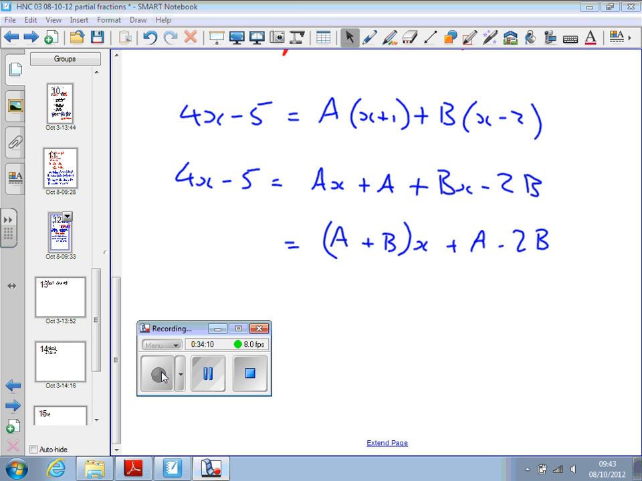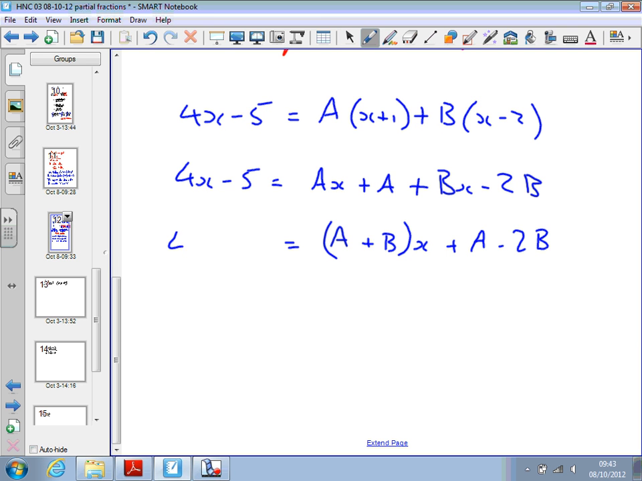So we can write 4x minus 5 equals that. But because, again, the left-hand side equals the right-hand side, if we look at it, that means that any term involving x on the left-hand side must be the same on the right-hand side. So a plus b, the coefficient of x on the right-hand side, must be 4. The coefficient of x on the left and right must be the same. Any constant, any number on the left-hand side, minus 5, must equal the constant on the right-hand side. So a minus 2b equals minus 5.